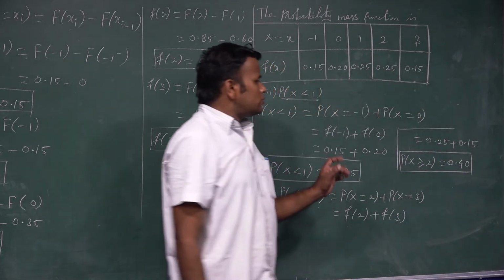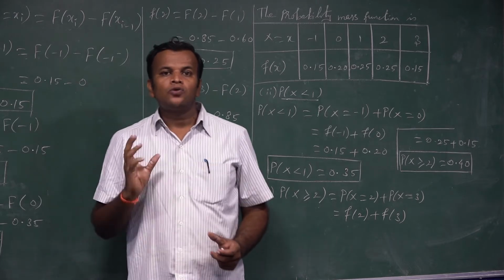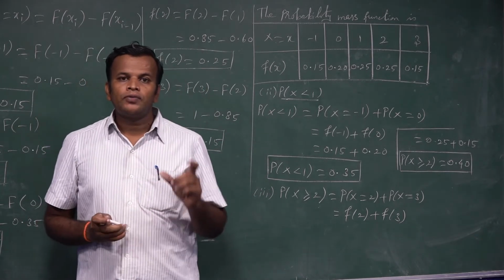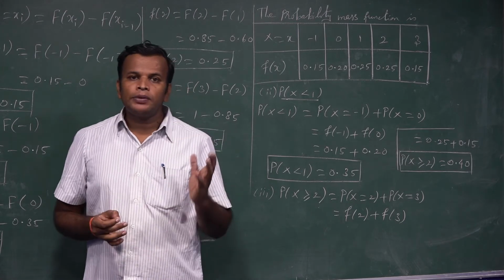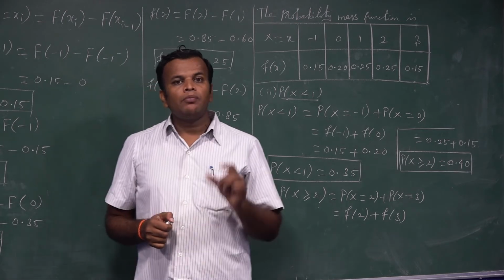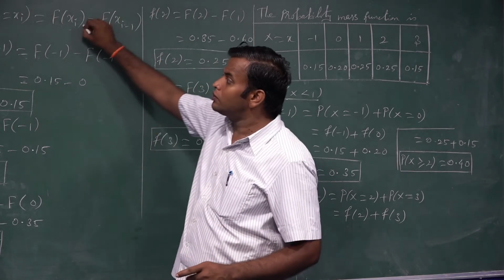So it is a working rule to find the probability. Suppose capital F of x is given. To find small f of x, what is the formula? Small f of xi, or P of capital X equal to xi, is equal to capital F of xi minus capital F of xi minus 1. First we memorize the formula.